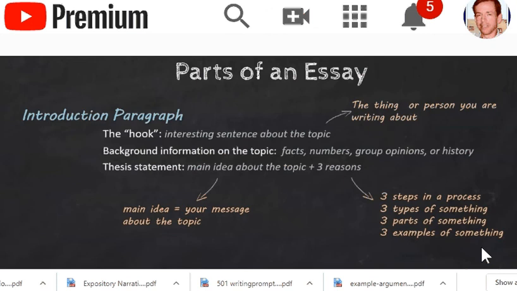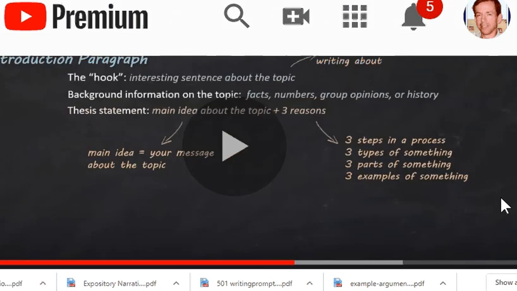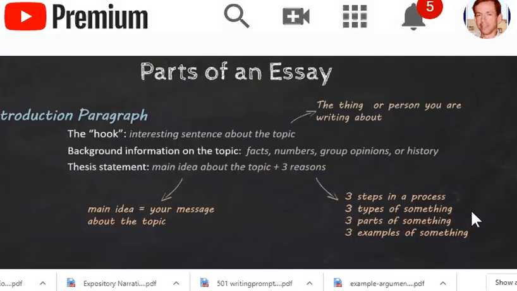The thesis is kind of like a summary of the 3 topic sentences from the 3 body paragraphs that we've been working on so far. So for example, there are 3 steps in a process. There are 3 types of something, the classification. There are 3 parts of something, 3 examples of something.